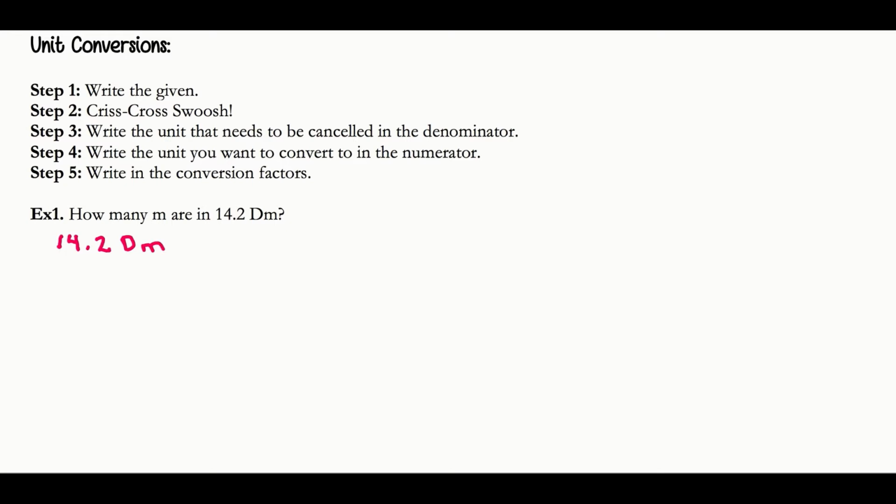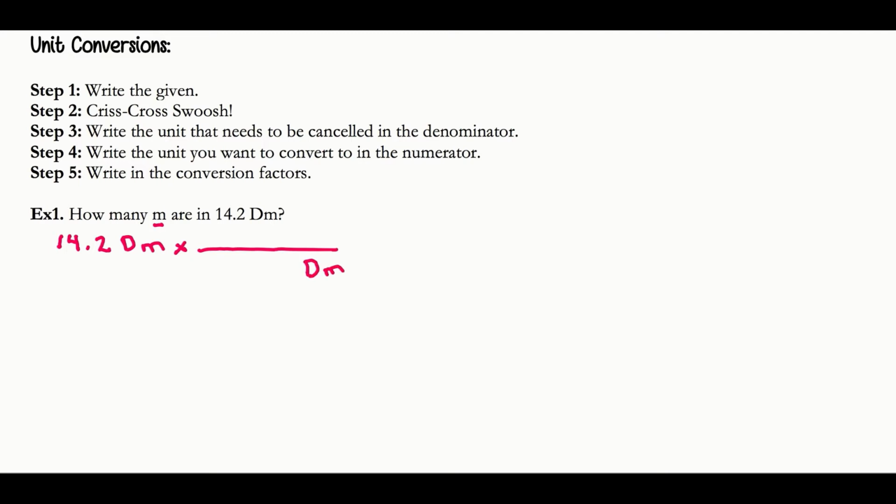Now I need to crisscross swoosh. So what that entails, crisscross swoosh. Step 3, write the unit that needs to be canceled in the denominator. So since I'm trying to get into meters, I want to get out of decameters. So I'm going to put decameters on bottom.